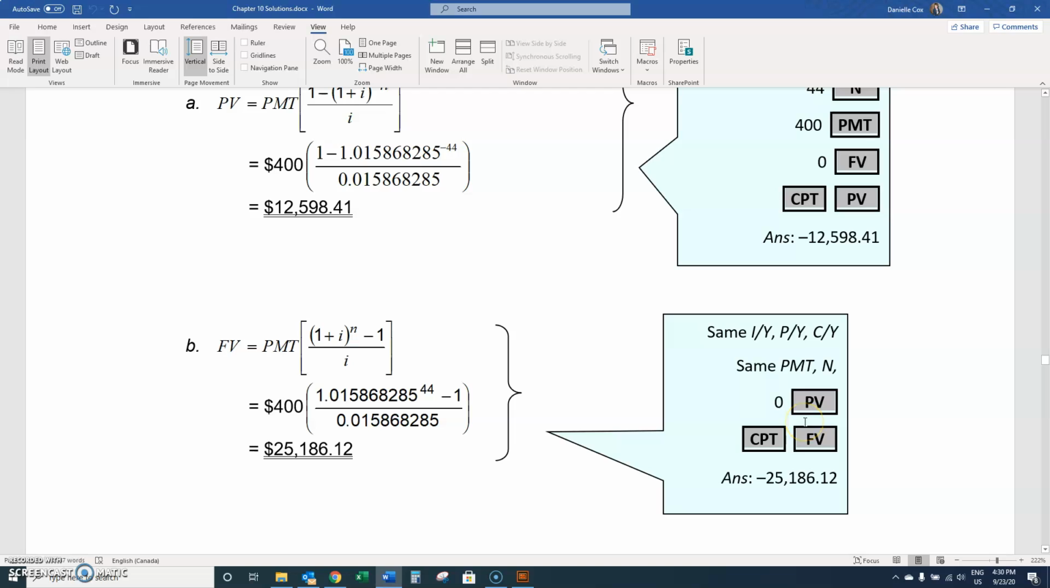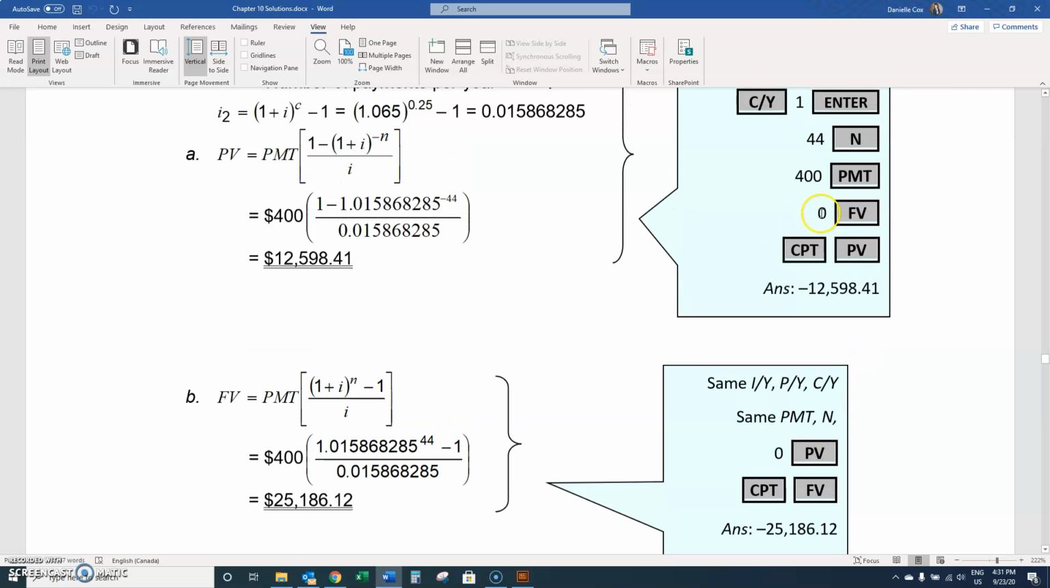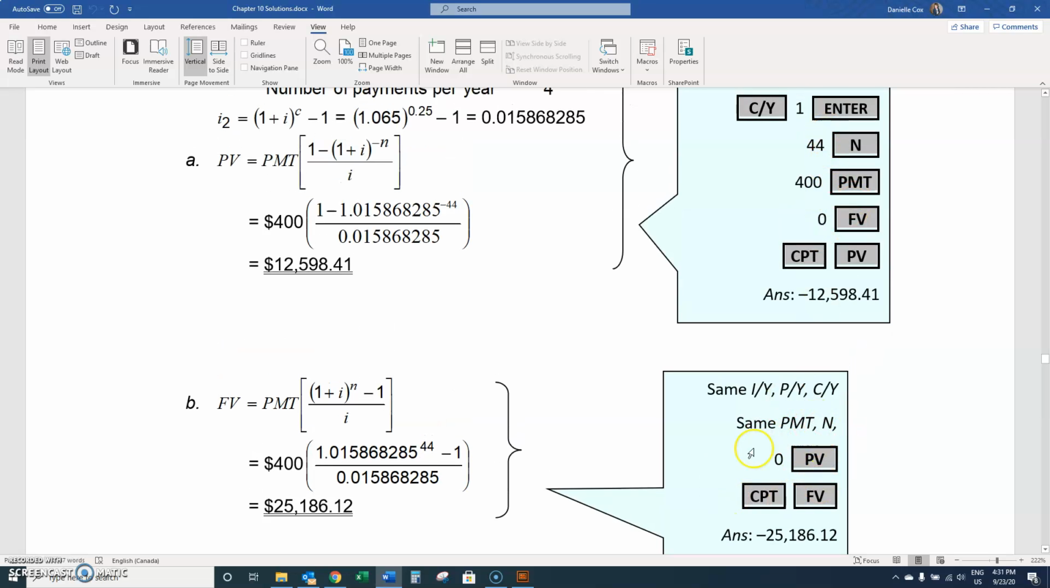So it's a lot less work on your calculator. You don't have to remember all the formulas. A formula sheet will be provided in exams, but you don't need to remember the formulas, and you don't need to redo everything. You just have to do one extra keystroke. Change your present value to 0 and then compute your future value.